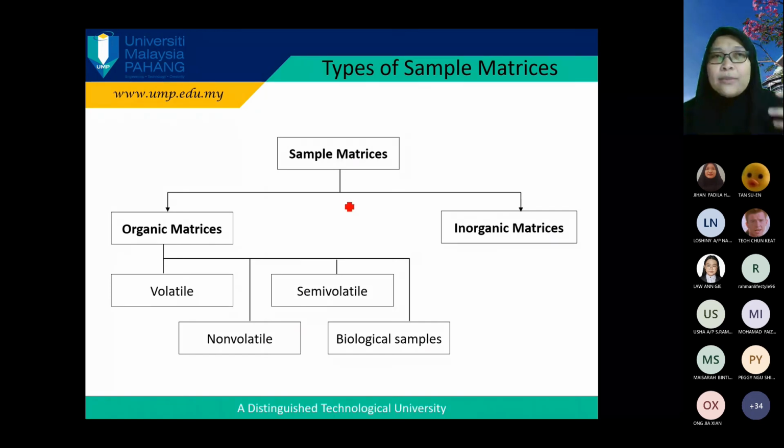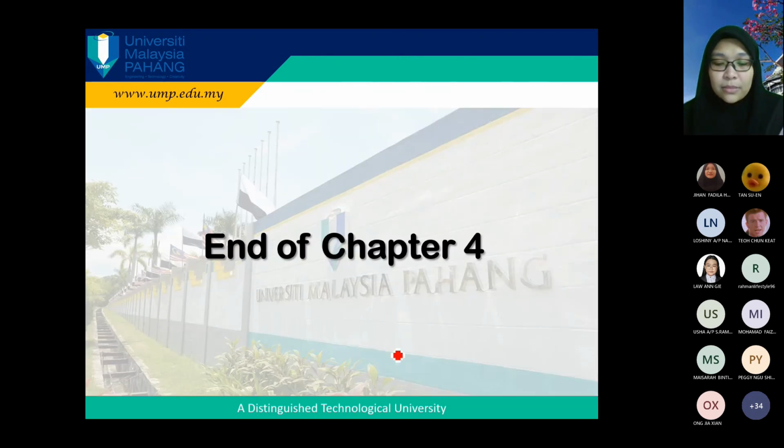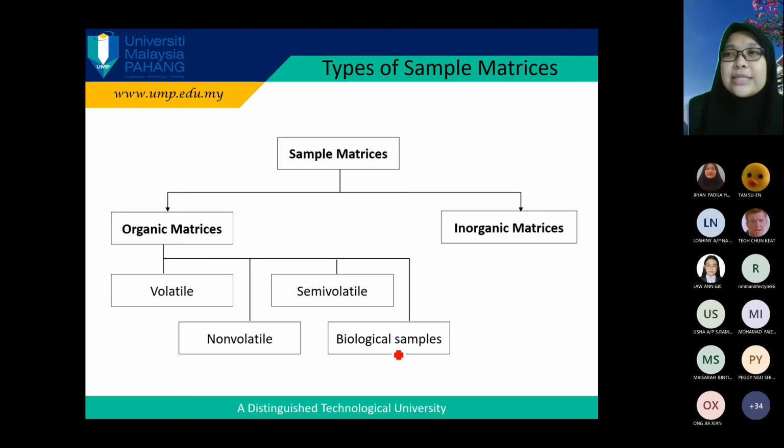If you do sampling, you have a different type of sample. Of course, you will deal with a sample matrix or interference. And this sample matrix can be divided into two. We have organic matrix or inorganic matrix. And the organic matrix can be further divided into volatile interference, semi-volatile, non-volatile, or biological samples. So that is only a general introduction on type of sample.